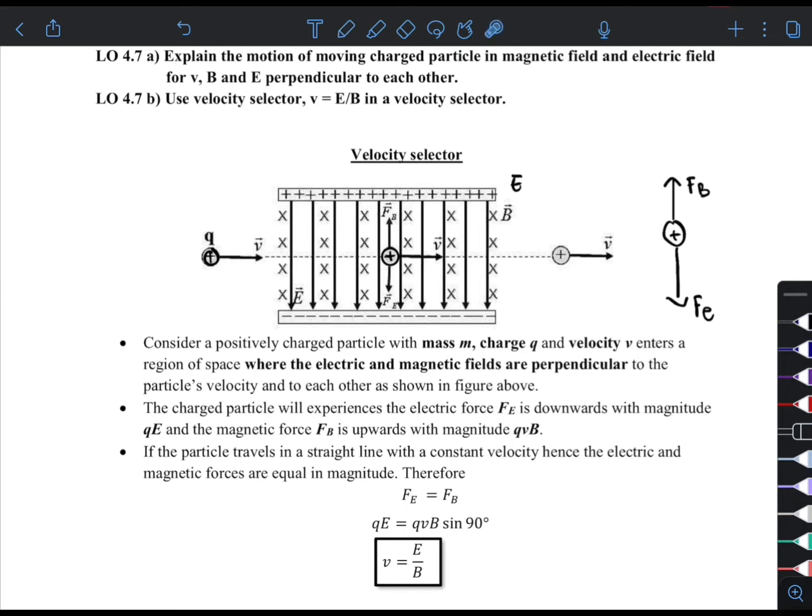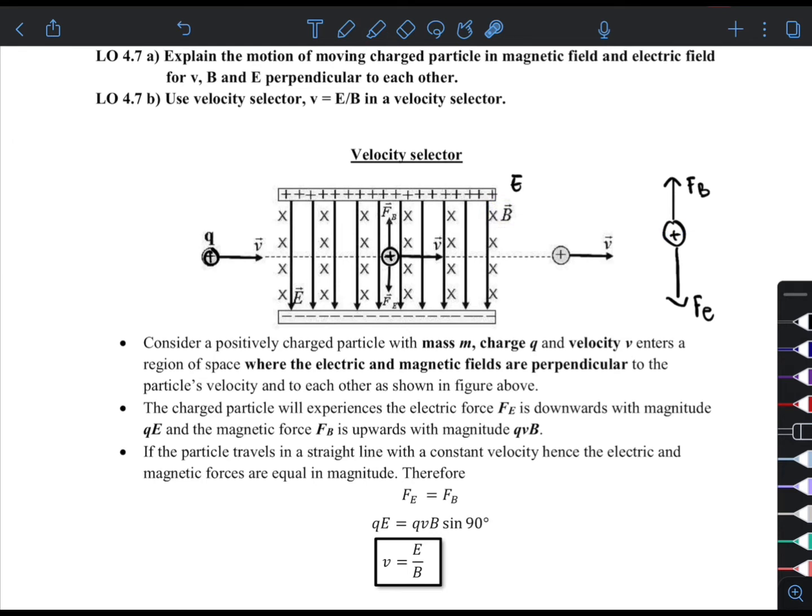I repeat myself. Kita ada positive charge, dia masuk ke dalam parallel plate. Okay, sebab dia bersifat positif, dia akan attracted towards negative plate and repelled by the positive plate. So the total electrostatic force dia ke bawah. Okay, and then at the same time, this charge has velocity dan ada uniform magnetic field. So dia akan experience magnetic force.